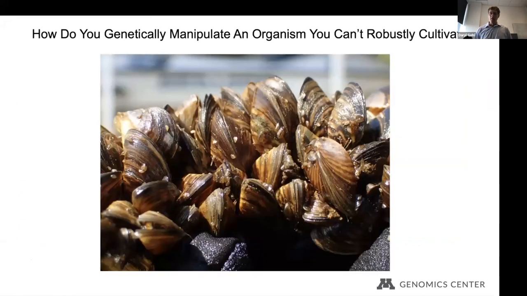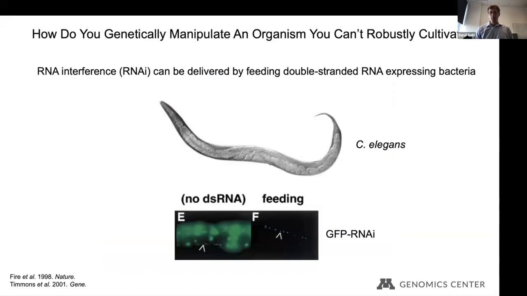But right now, at least, we're faced with the question of how can we genetically manipulate an organism that we can't robustly cultivate? So we need a method that doesn't rely on making a heritable change to the zebra mussel's DNA itself, because even if we made such a change, we couldn't grow it to the next generation. So instead, we've turned to an approach called RNA-interference.